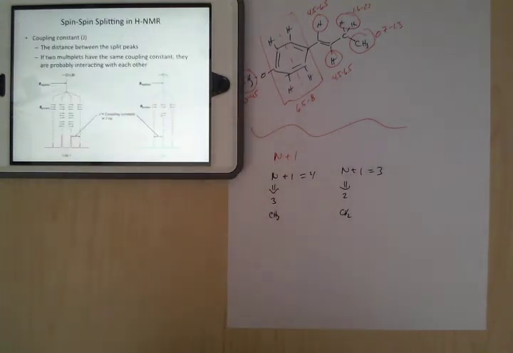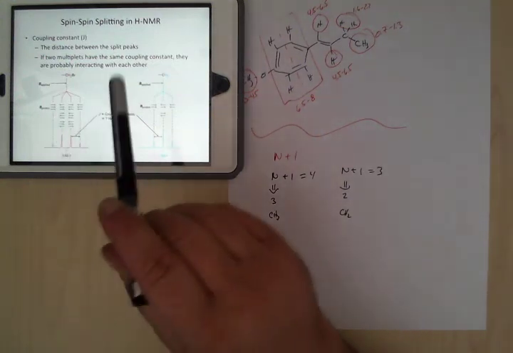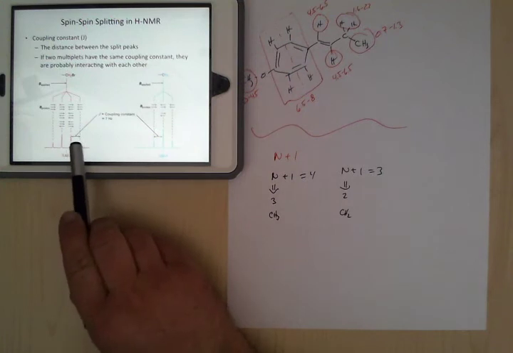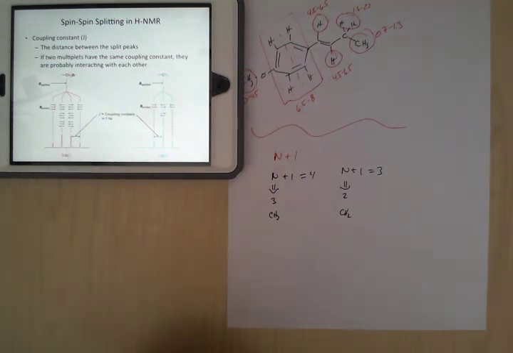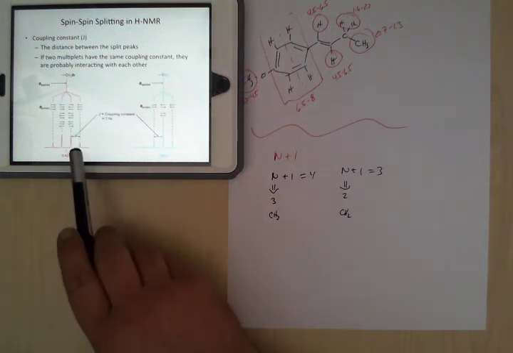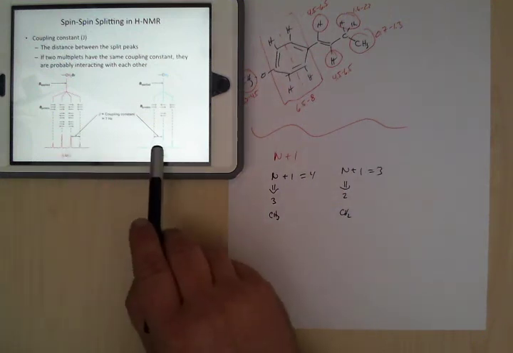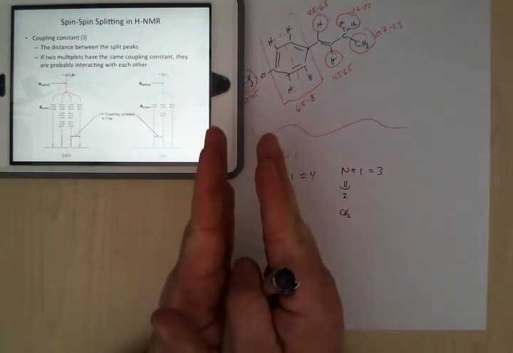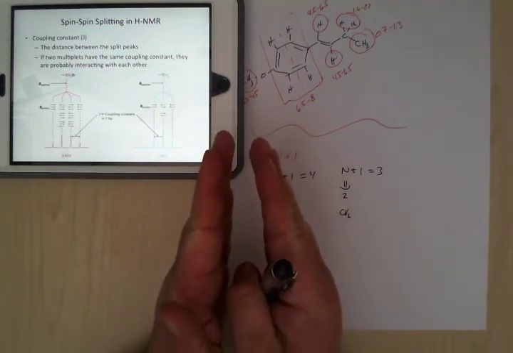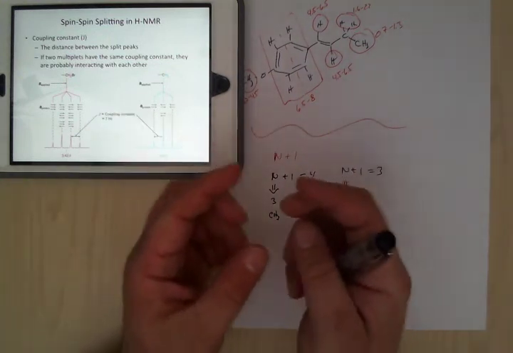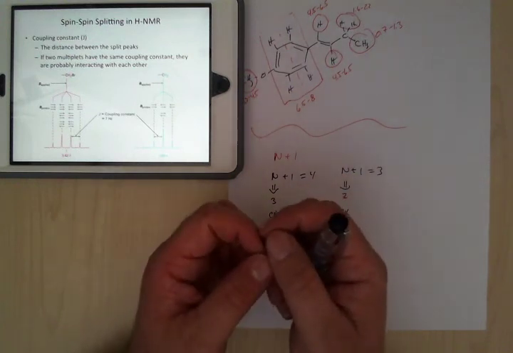Okay, and you can also look at this, and we're not going to emphasize this, but just be aware of it. You can get the distance between these peaks here. That's what's called the coupling constant. If you have two signals where the split between those peaks is the same in hertz, that means those two things are most likely interacting with each other.